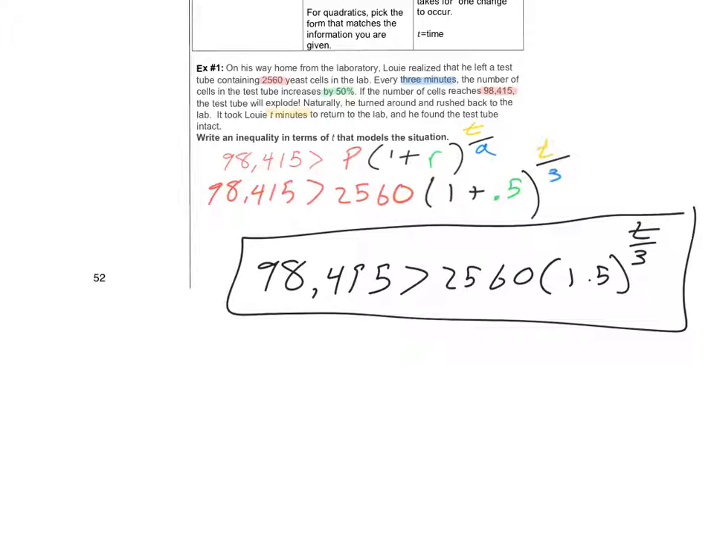They didn't ask us to simplify it into any certain form or anything like that. They just said write an inequality in terms of t that models the situation. Well, this is an inequality. It's not maybe the only inequality I could write. There's things that I could do mathematically to both sides here, but it is an inequality and it does model this situation in terms of t. So we're in good shape. Let's go to the next page.